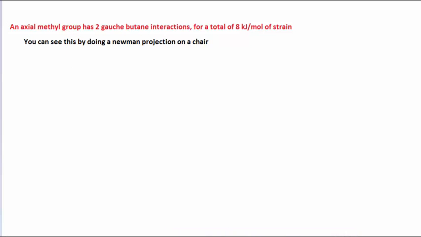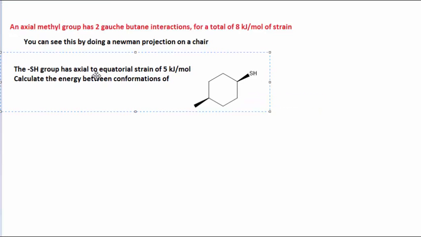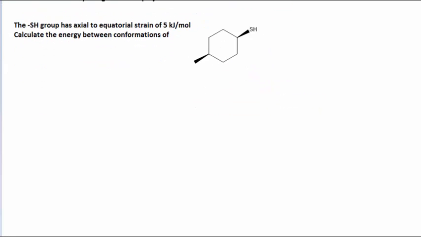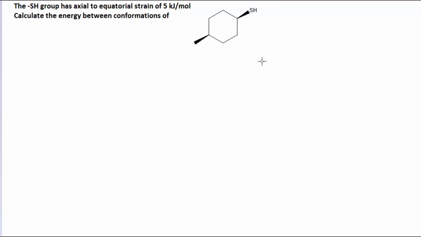An axial anything will have 2 gauche interactions with the ring. Okay, and the problem given is this. An SH group has axial to equatorial strain of 5 kilojoules per mole. We want to calculate the energy between conformations of this molecule.